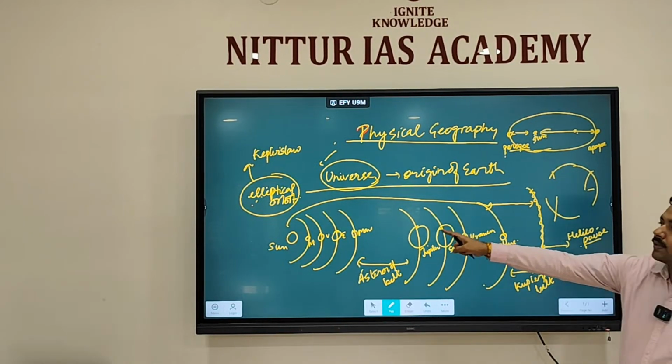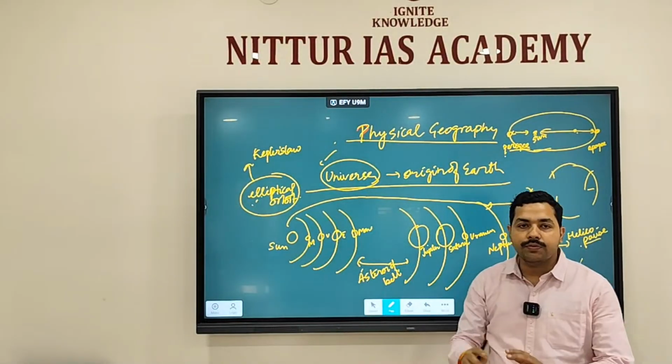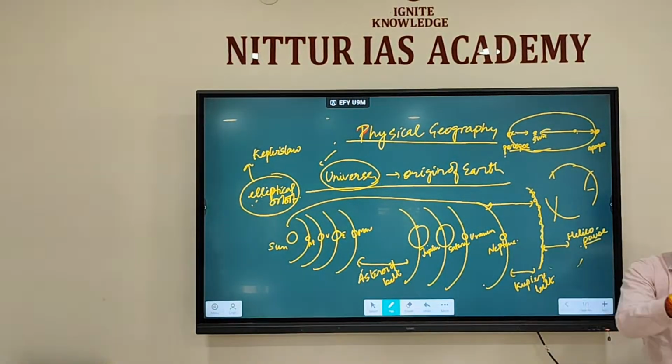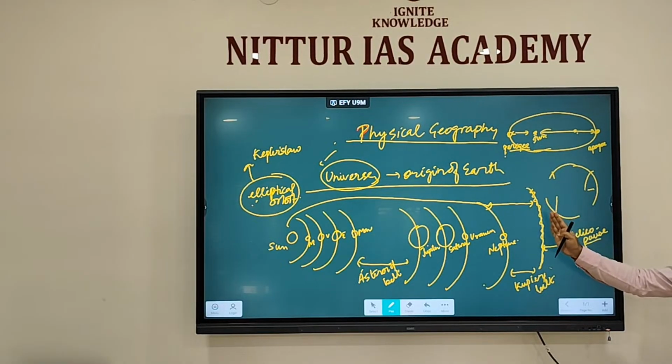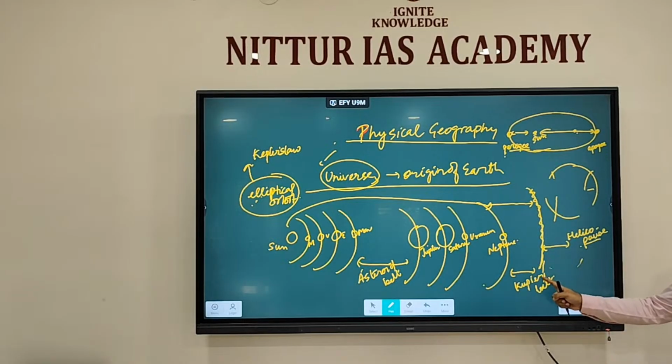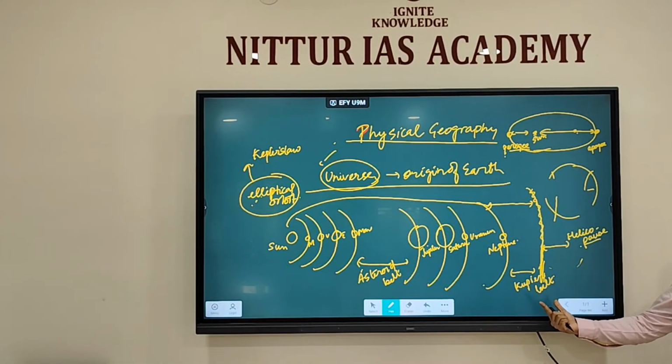Clear? So all planets are revolving around the sun because of what? Because of the gravitational pull of the sun. Clear? So beyond this heliopause, the gravitational pull of the sun is not effective. So this is a maximum point. So this region beyond Neptune till the heliopause is referred to as the Kuiper belt.